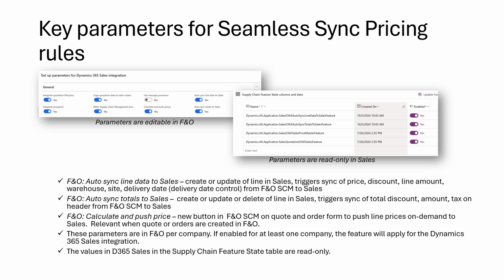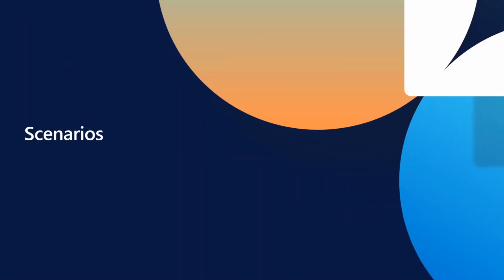When it comes to these parameters, you should be aware that they are legal entity or company specific, while in sales they are not. So if you have multiple F&O companies, ensure that these parameters are aligned to avoid unexpected behavior. Let's see now in action two simple scenarios with Dual-write on demand and Dual-write seamless sync.